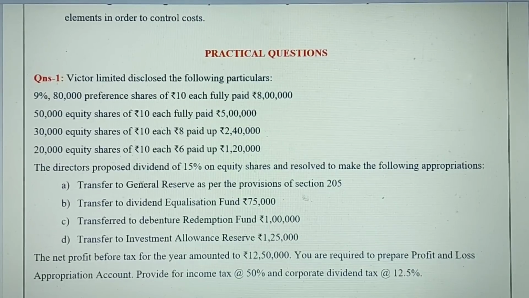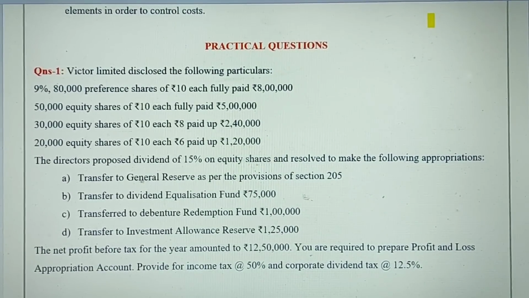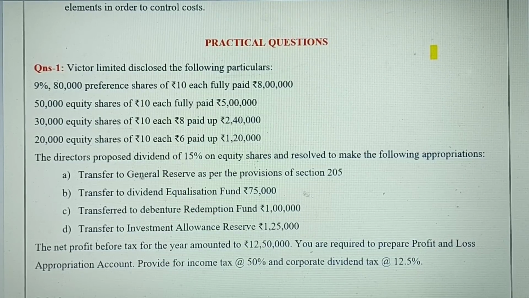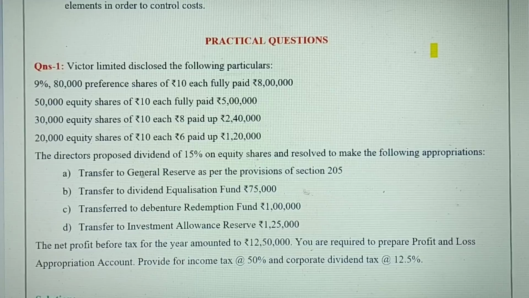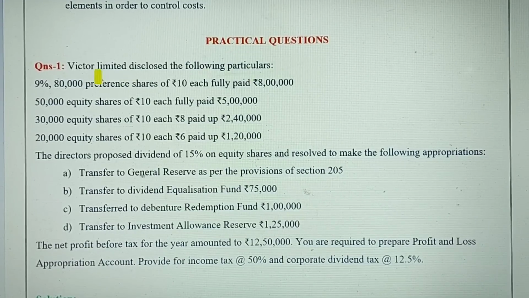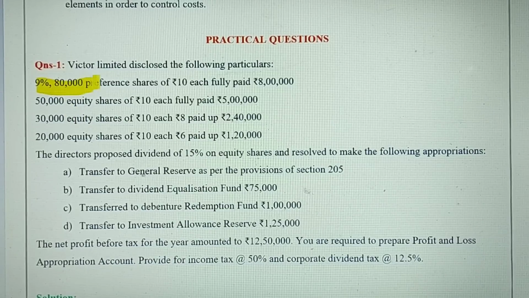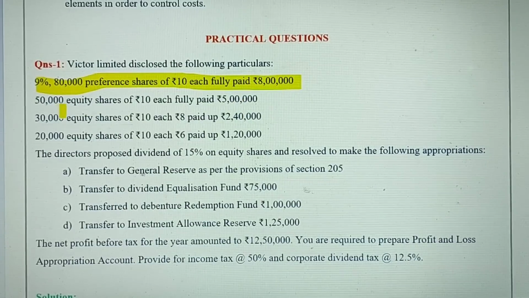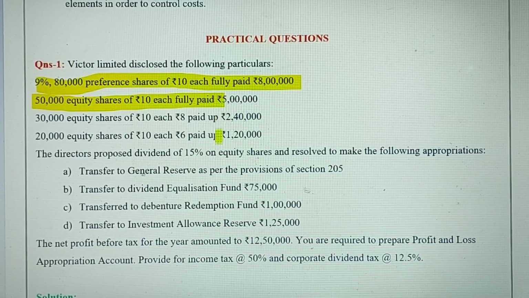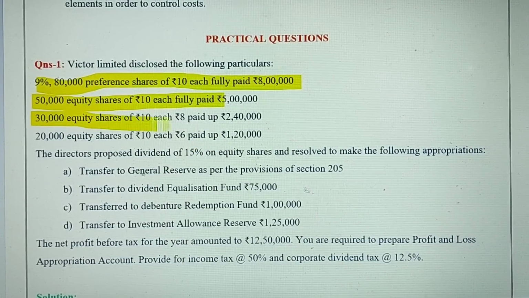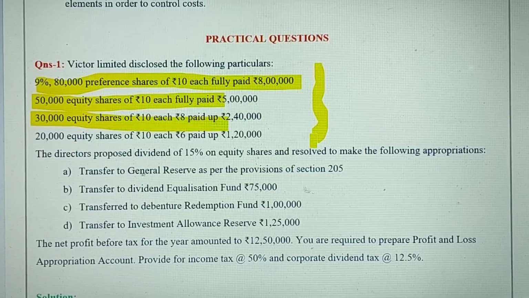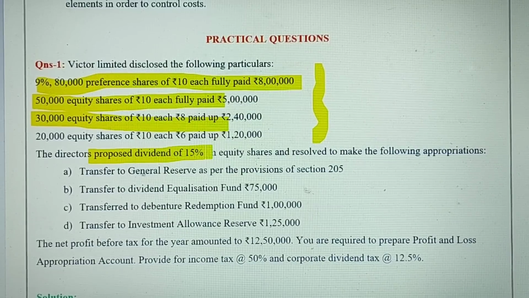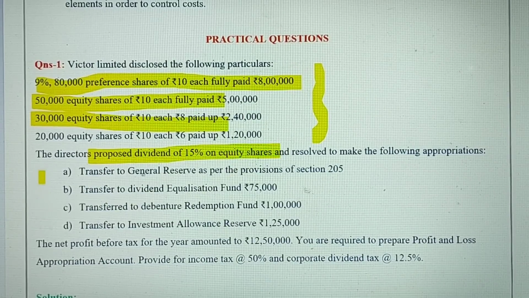And then we have some practical questions on accounting. I have also shared this in June. So I hope you will get similar types of questions in this December exam also. Now this is the question part where 9% preference shares are given, like 80,000 preference shares at rupees 10, then 50,000 equity shares at rupees 10 again, then 30,000. So these are all the issue to the public, and the directors provide a proposed dividend of 15% on the equity shares, and these are all the adjustments given.